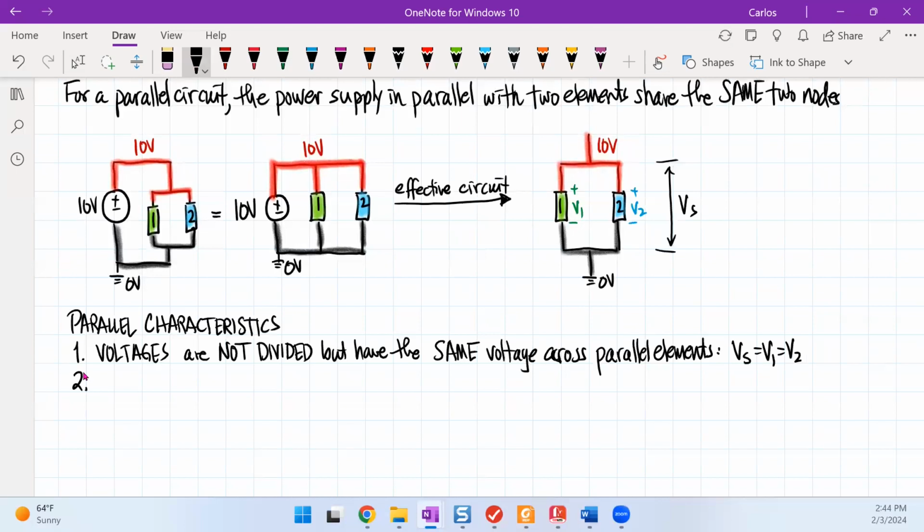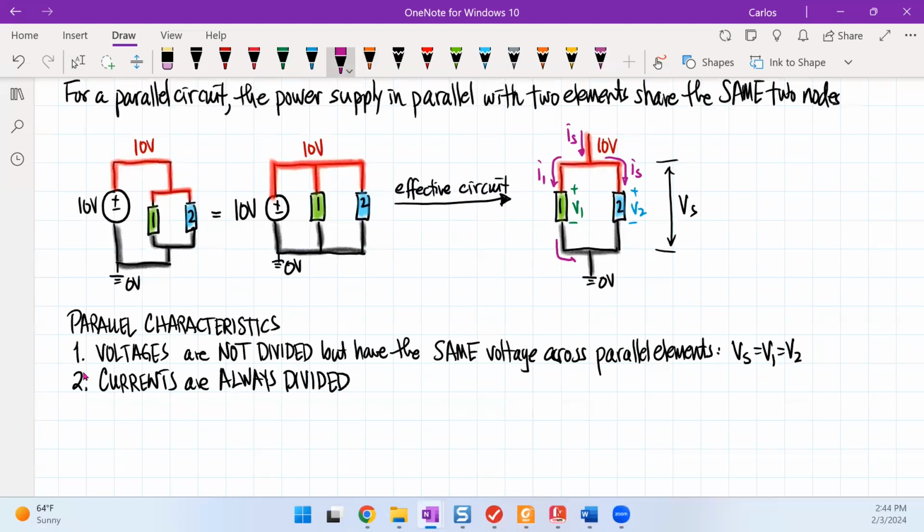However, currents are always divided. So what do I mean by that? So if I start to look at current flow, let's say that I have current flow coming in here. And then what you're seeing here is that if this is the source, it now splits. And so this amount of current is now I1. This amount of current is I2, but we are dividing them.